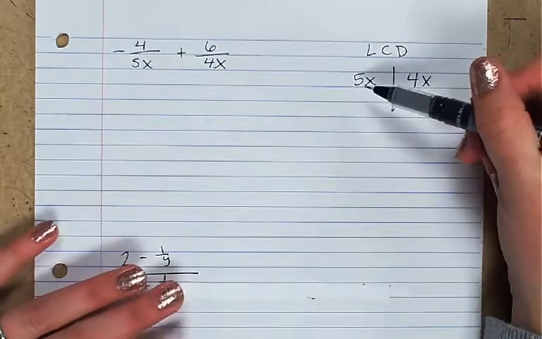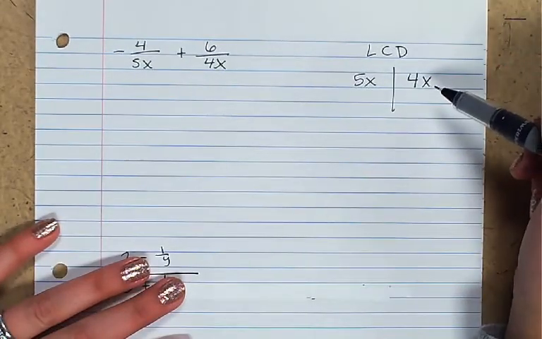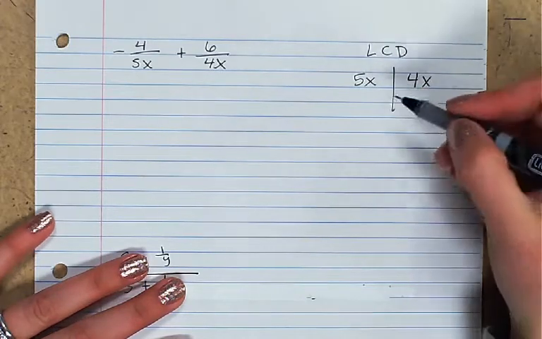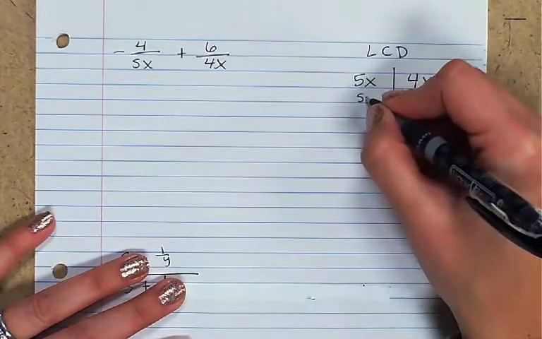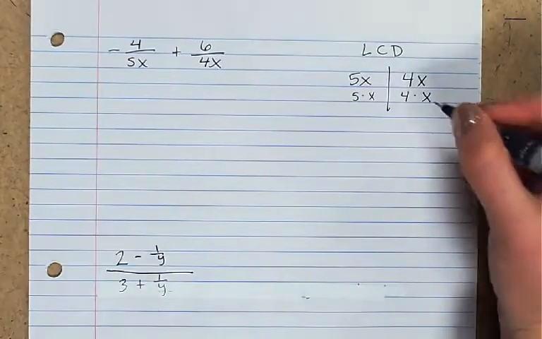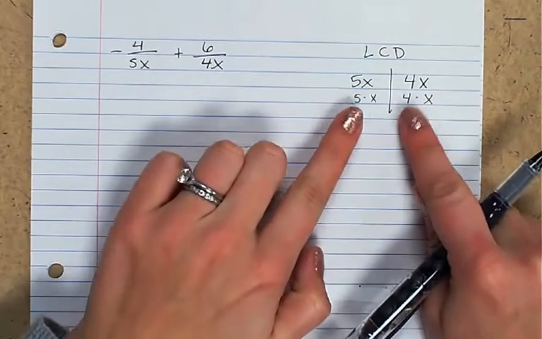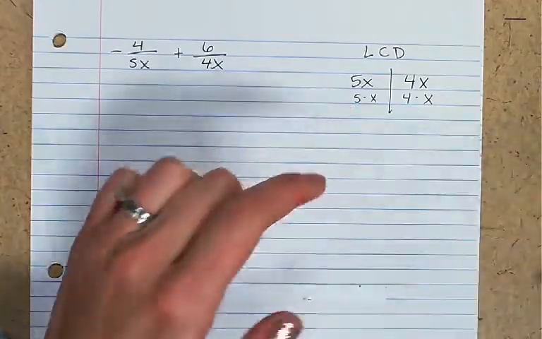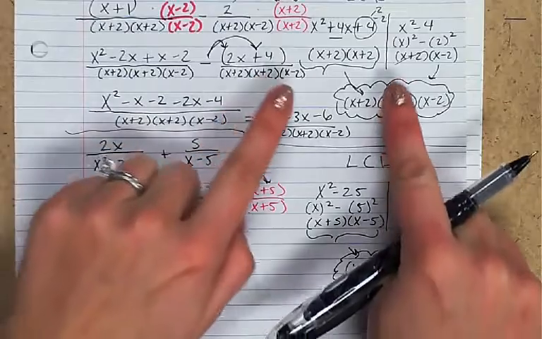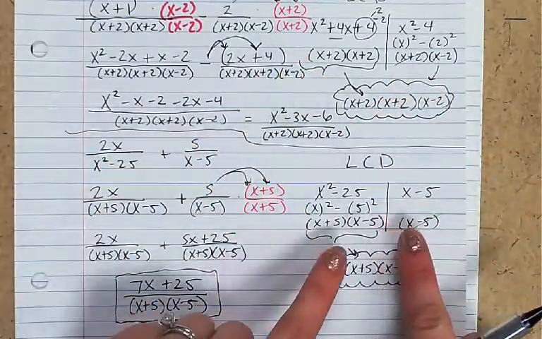Our first denominator is 5x, and our second denominator is 4x. There's nothing here to factor, but we need to think of this as 5 times x and 4 times x. It gets a little tricky when you have numbers in the front. Back on the last page, we never came across that. See how there are no numbers in the front?